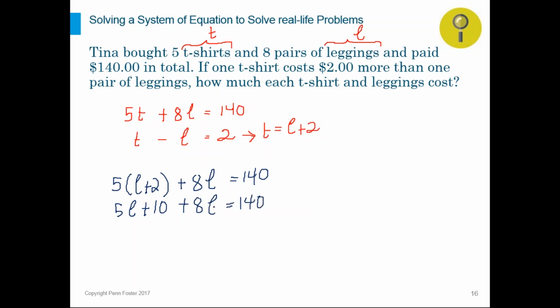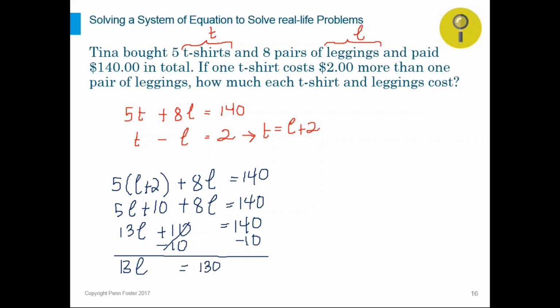Now I have two like terms, L and L. 5 and 8 is 13. So 13L plus 10 equals 140. I'm not done yet. I need to get rid of the 10. So subtract 10 and subtract 10. 13L, that's gone, equals 130. Divide over 13 to get rid of the 13, and divide over 13, and that will tell us that L equals $10.